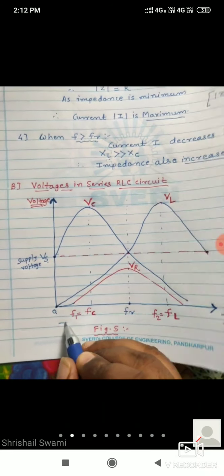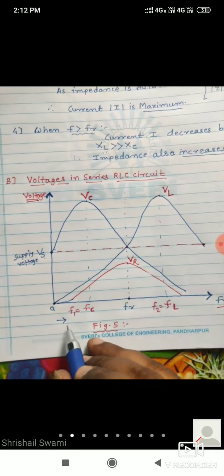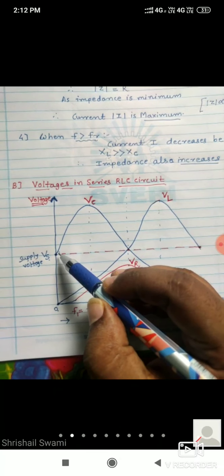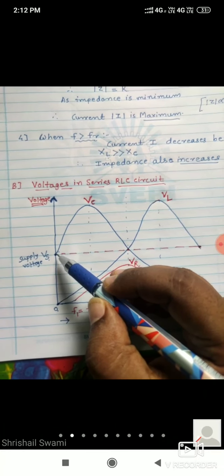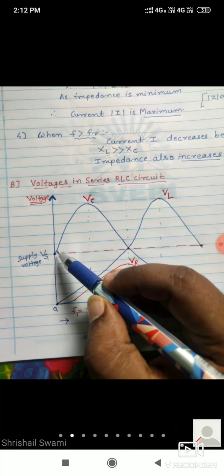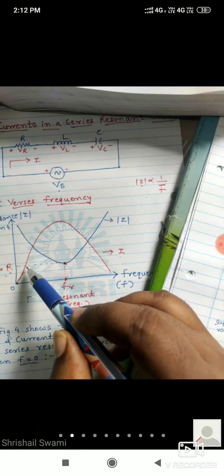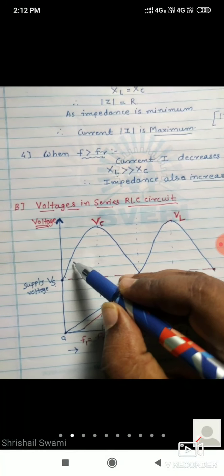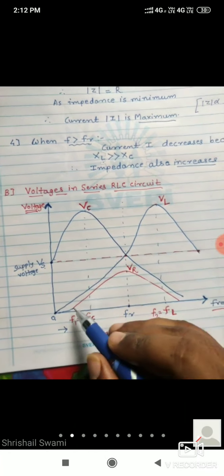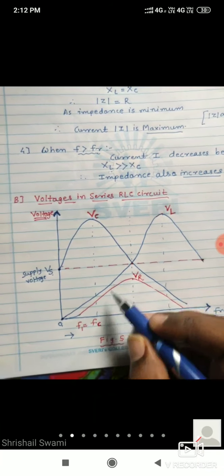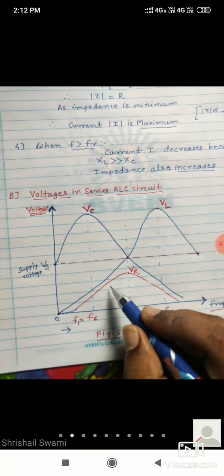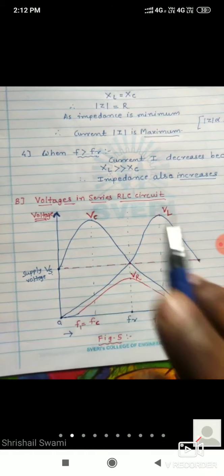Then as you keep increasing the frequency, what will happen? The capacitive reactance decreases, so the current will increase, correct? So I have shown here the current is going to increase. If current increases, what will happen? Voltage across capacitor is going to increase, voltage across inductor is going to increase, and voltage across resistor is also going to increase. All three values will keep increasing.